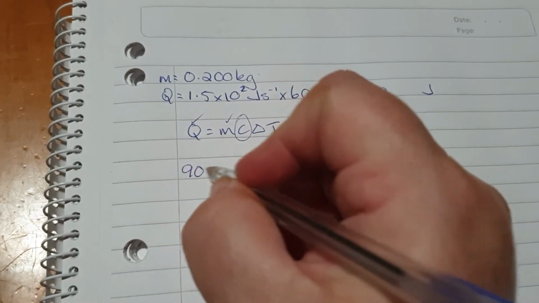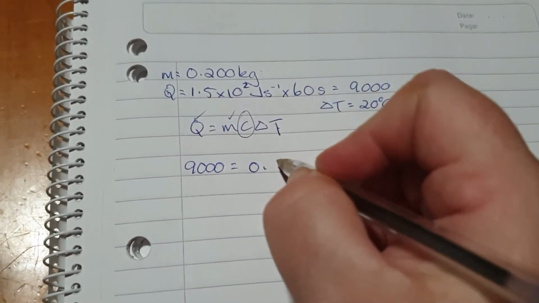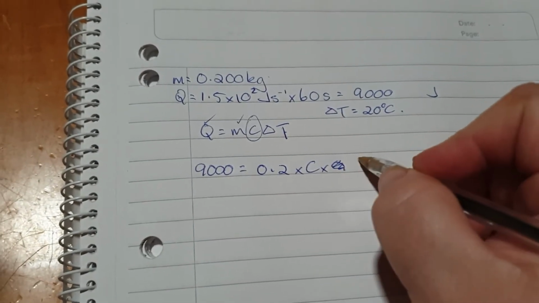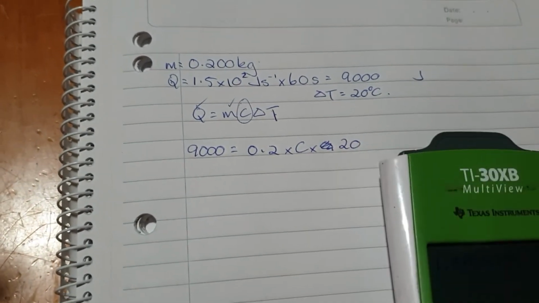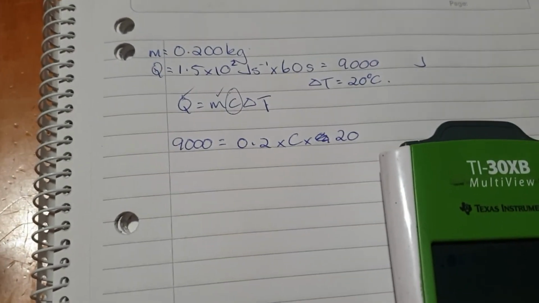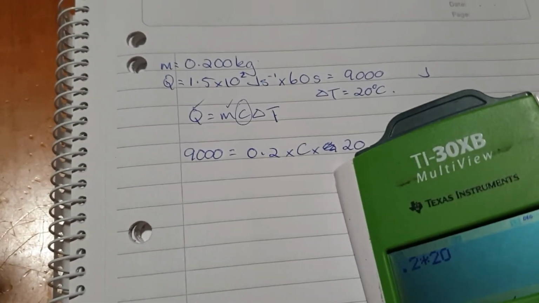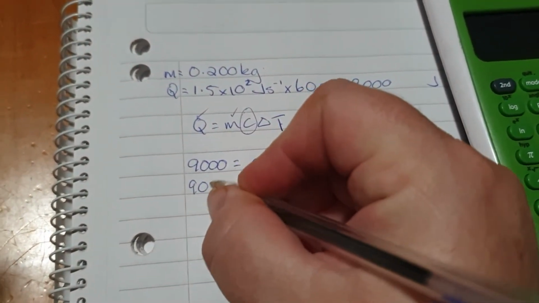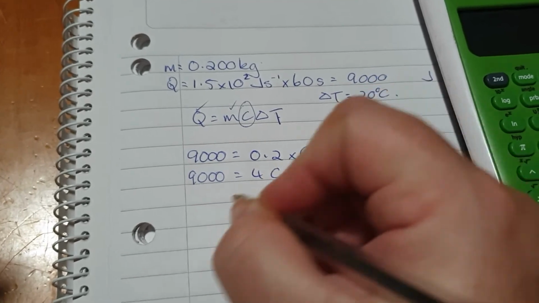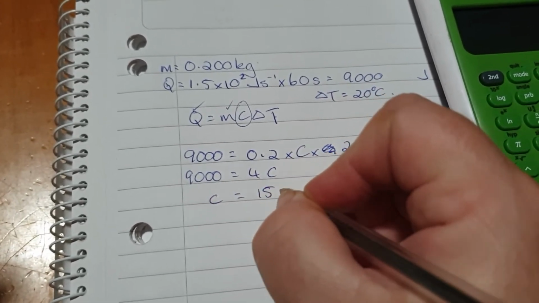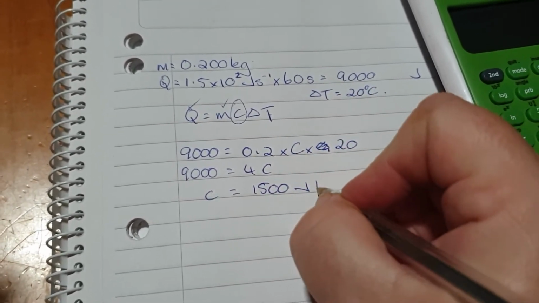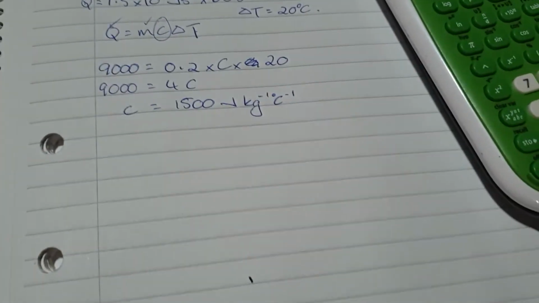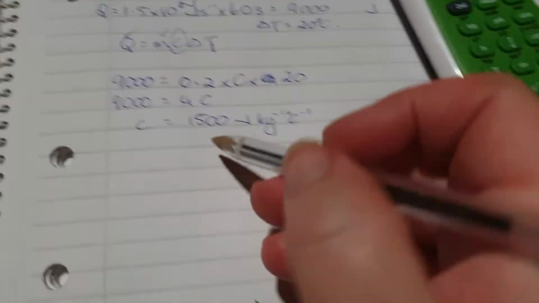Rightio, so I've got 9,000 equals 0.2 by C by delta T, which was 20. So 0.2 times 20 is 4, of course it is. So 9,000 equals 4C, so C equals 1,500 joules per kilogram per degree Celsius. So that's the specific heat capacity of the liquid.